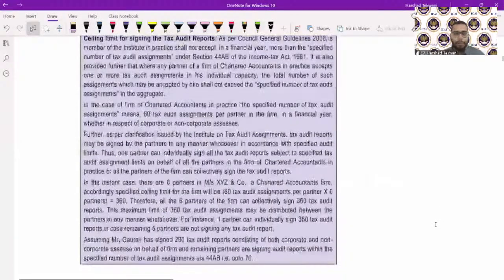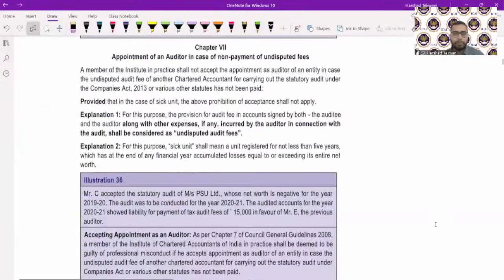Then, appointment of auditor in case of non-payment of undisputed fees. We already discussed that also: a member of the institute shall not accept the appointment in case there is an undisputed fee. Remember when we were talking about accepting the appointment as an auditor without communicating to the previous auditor? Something we discussed in a past lecture. So if there is a non-payment of undisputed fee, then the member should not accept.